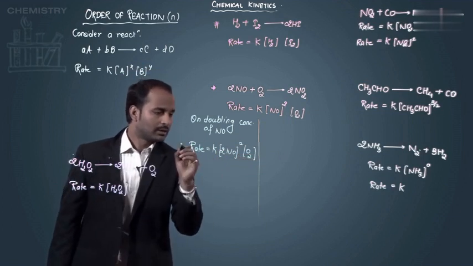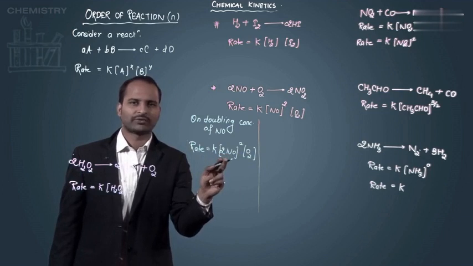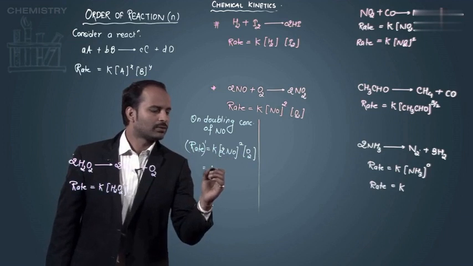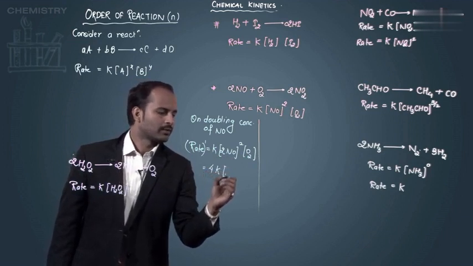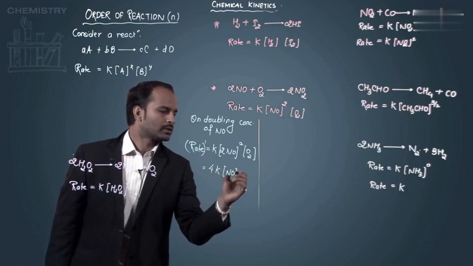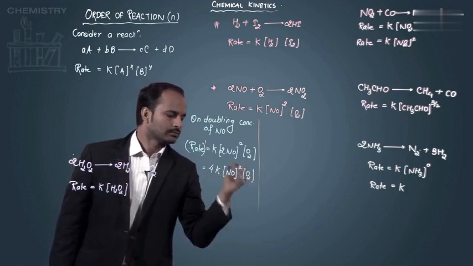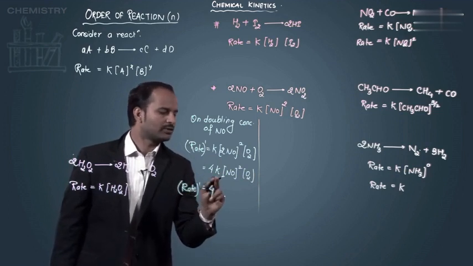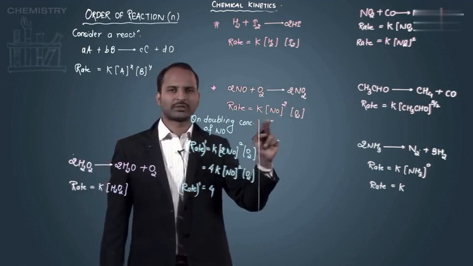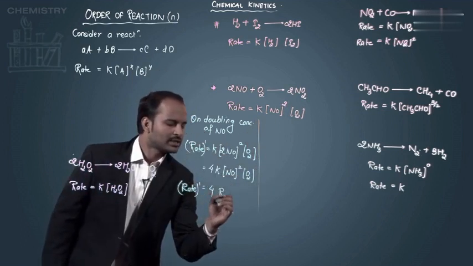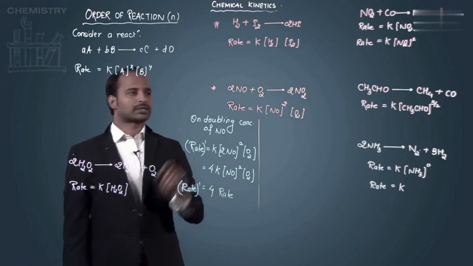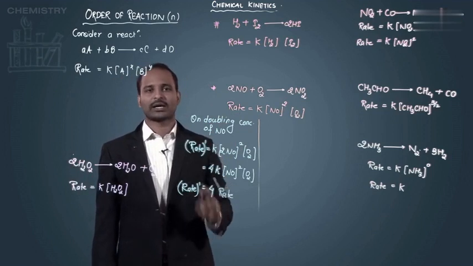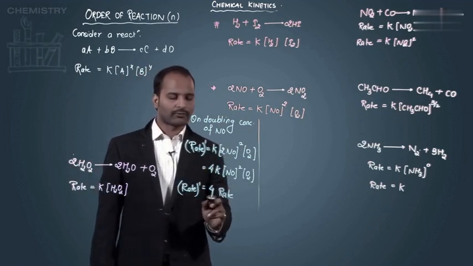2 will come outside, and since you doubled the concentration of reactant, ultimately the rate of reaction will change. So I'm writing it as rate dash. It is equal to, 2 will come outside, it will become 4 into K, 2 square, so 4, NO whole square into O2. So I can say that rate dash is equal to 4 times of this K into NO whole square into O2, which is nothing but the initial rate. So I can write rate dash is equal to 4 times of rate. Means if I am doubling the concentration of NO, then the rate of reaction changes by a factor of 4, means it increases by 4 times.